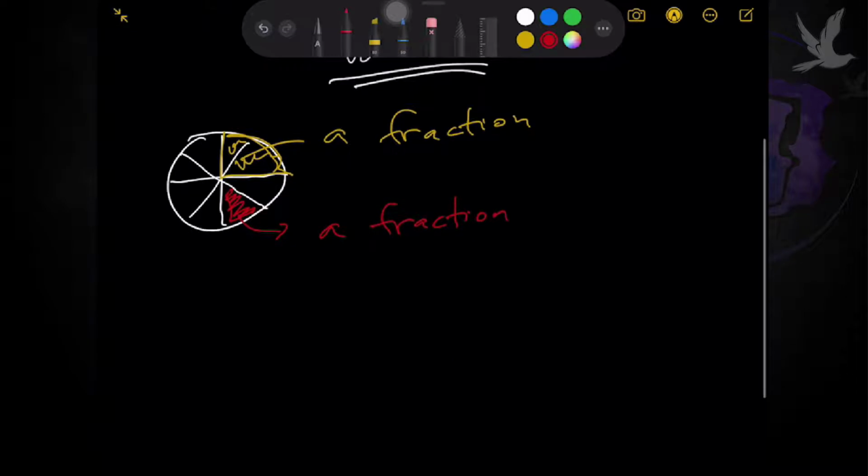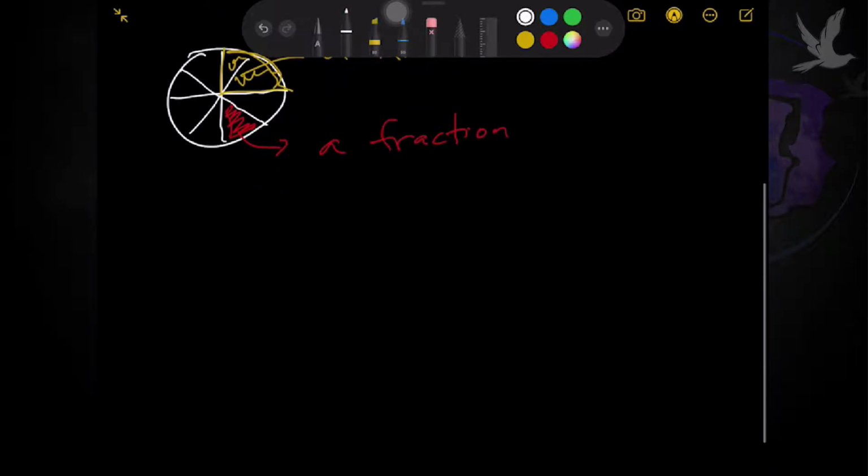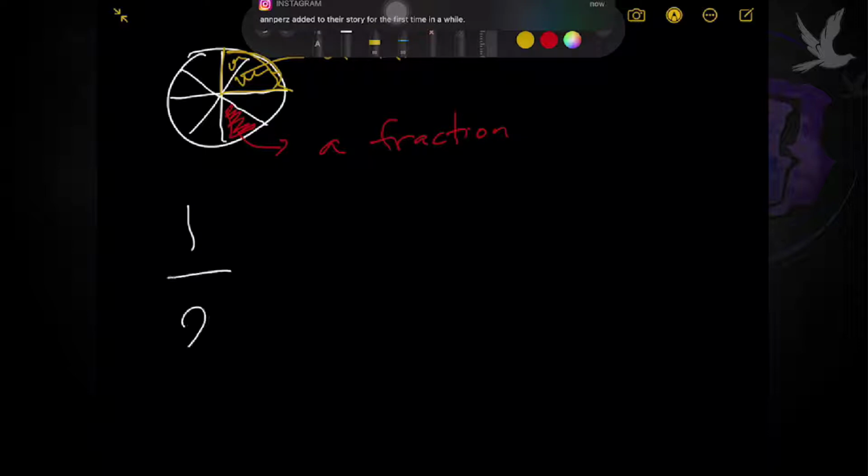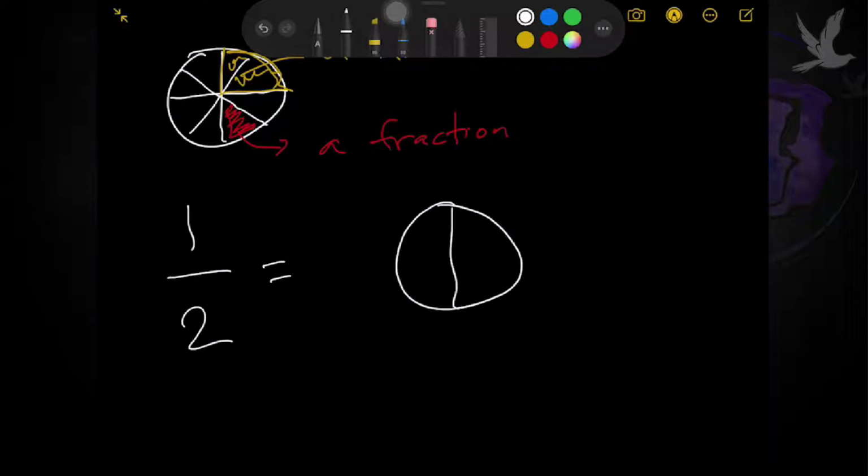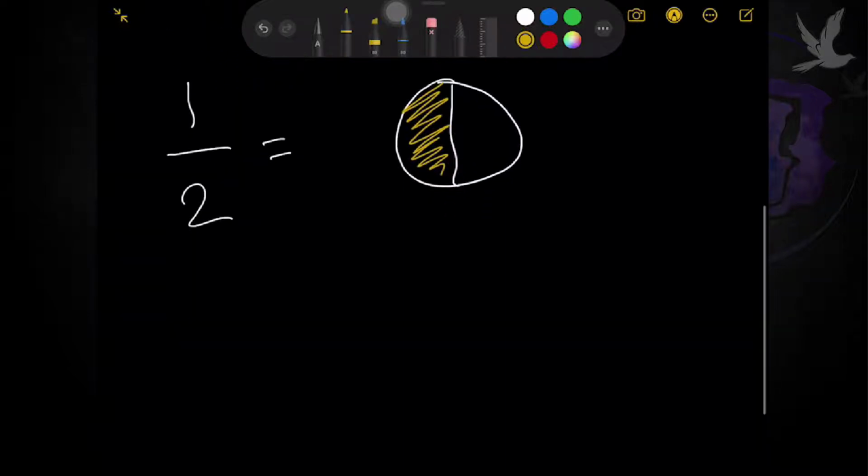Now, what do fractions look like? One example of a fraction is 1 over 2. 1 over 2 means that out of 2 parts, 1 is used or shaded, or in whatever situation it may be. For example, with a pizza, half of it is eaten, right?